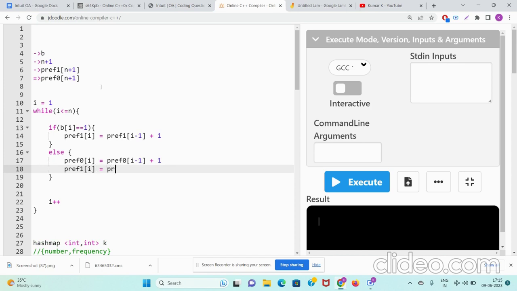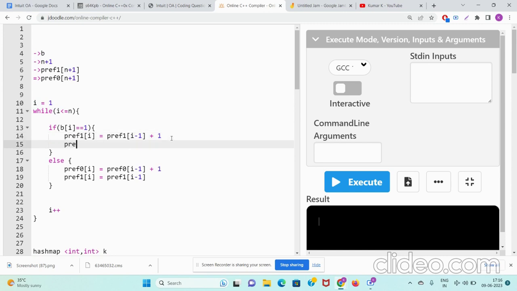It will not increment because the current number is 0, so the number of 1s till index i will be equal to the number of 1s till index i minus 1, because the current number b[i] is 0 in the else condition. Similarly, if the current number is 1, then the number of ones till the ith index is nothing but the number of ones till i minus 1. And i minus 1 you have already calculated, because the loop is going from 1 to n plus 1.